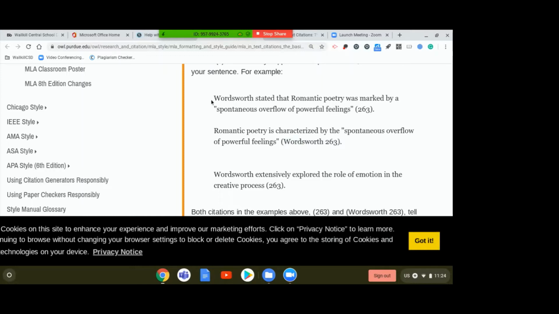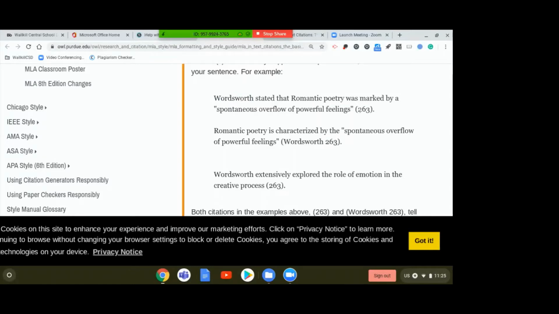I want to show you this first example though. Some of you might be scratching your head and saying, why in that first example is there just a page number? Well, let's talk about that. In this, they embed the quote. Embedding means introducing and making it flow nicely in your sentence, which we've been talking about. So you don't have those quote bombs, those drop quotes where you're just dropping a quote in. They're giving you the author in the sentence: Wordsworth stated that romantic poetry was marked by a spontaneous overflow of powerful feelings. Since we have the author's name in the sentence, it would be redundant to put it in the citation. So I have it here.